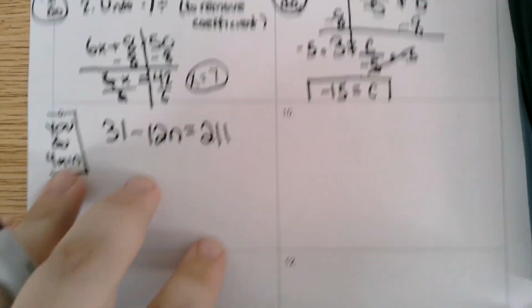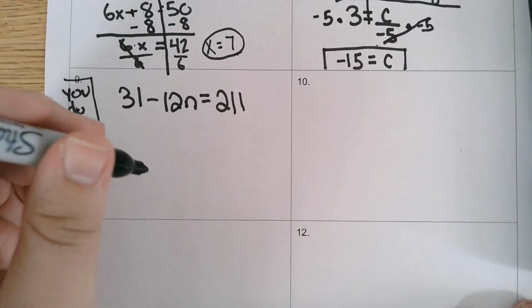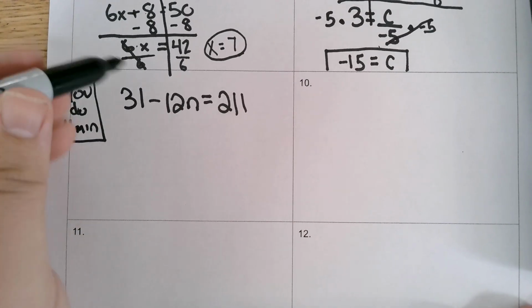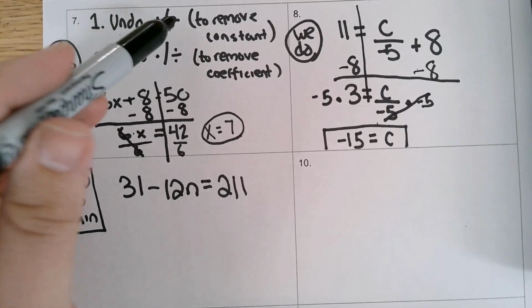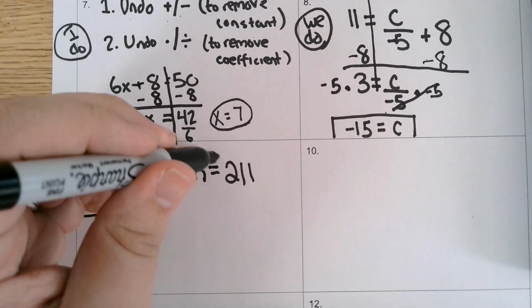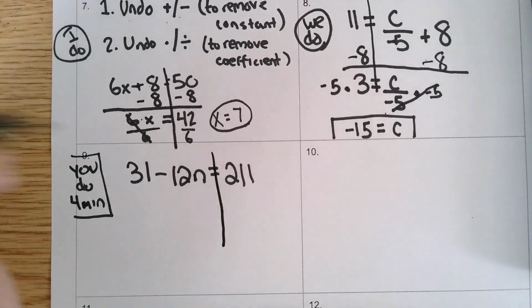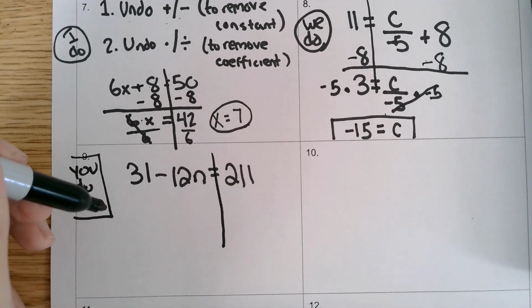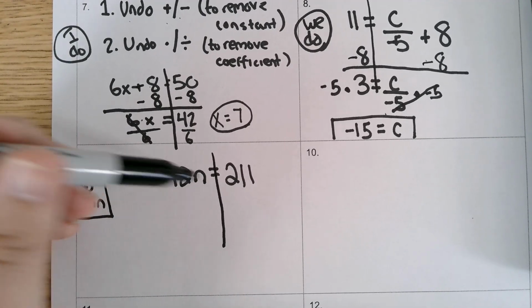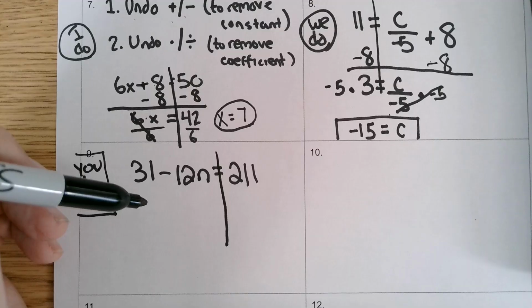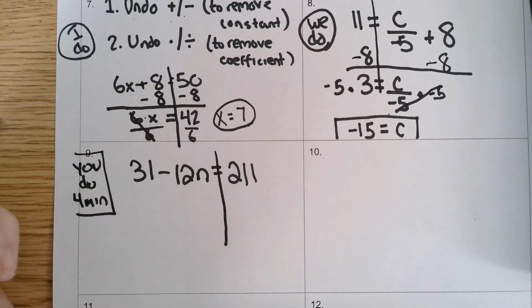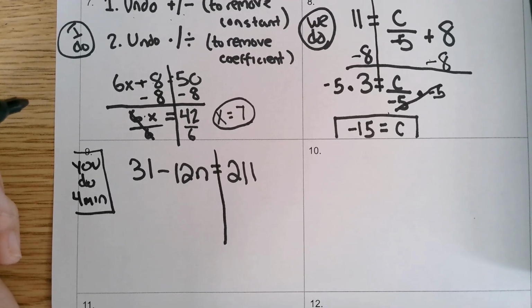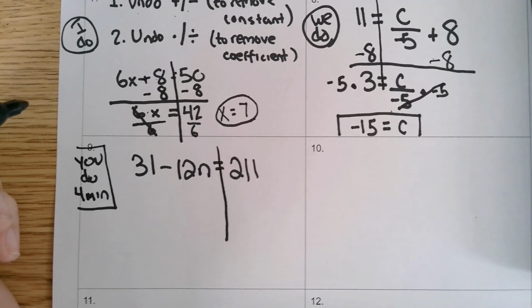All right, and we're back. So, step 1, we said earlier, undo addition, subtraction to remove the constant. Now, we're going to look at the left side, because that's where our variable is. We're trying to get n by itself, so what do we want to get rid of? If we're removing the constant, our constant here is 31. And I look at you and I say, uh-oh, 31 doesn't have a sign in front of it. How do I know if I should add or subtract?